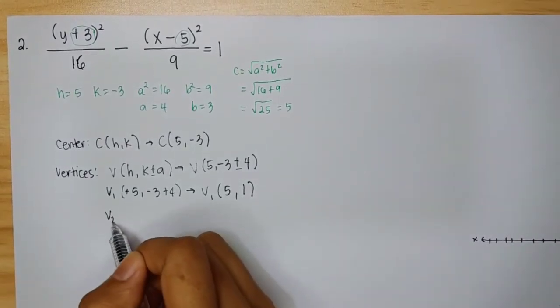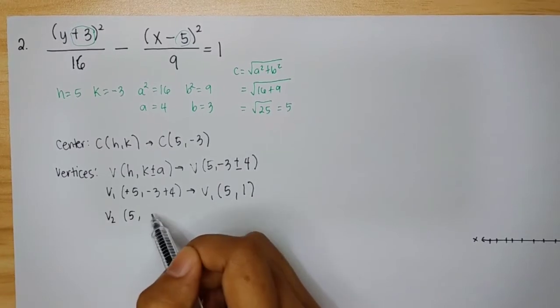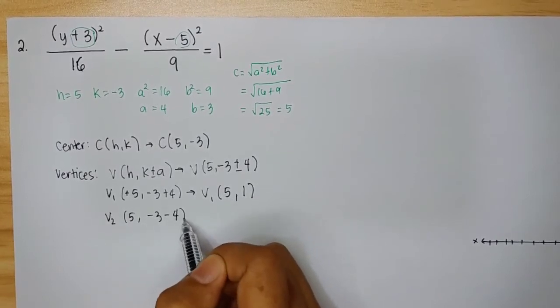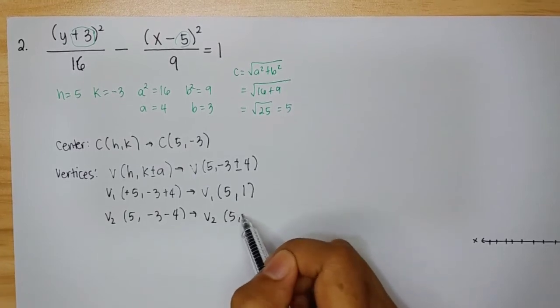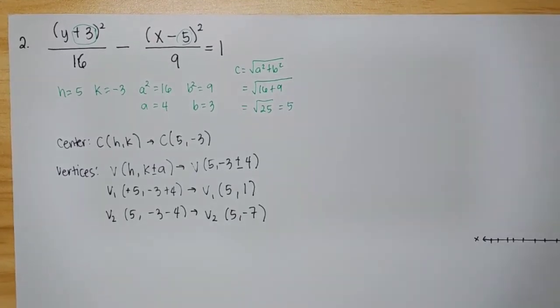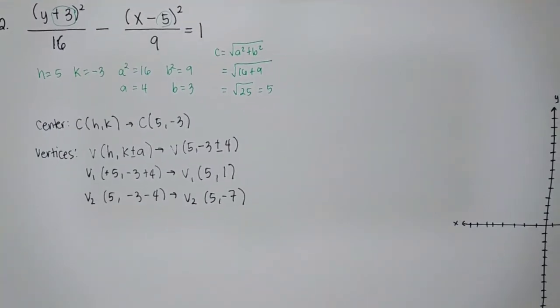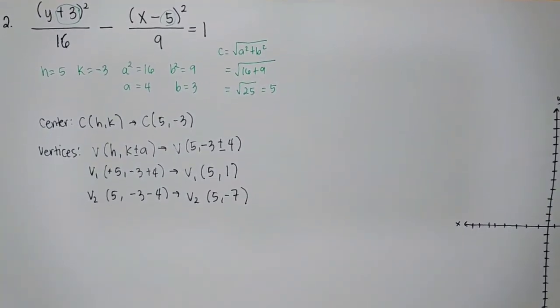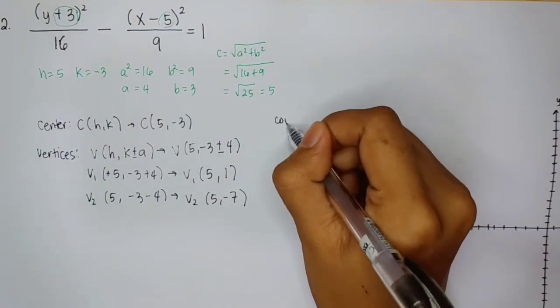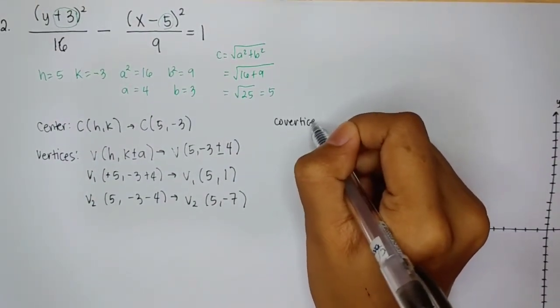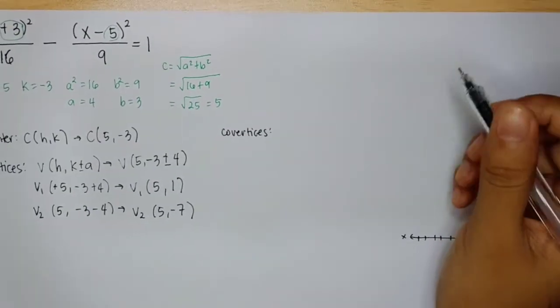Okay, yung V2 naman natin, we have 5, negative 3 minus 4. So, this is V2. We have 5, negative 7. So, that is our points for our vertices. Now, let's proceed sa ating co-vertices. So, we have co-vertices natin.